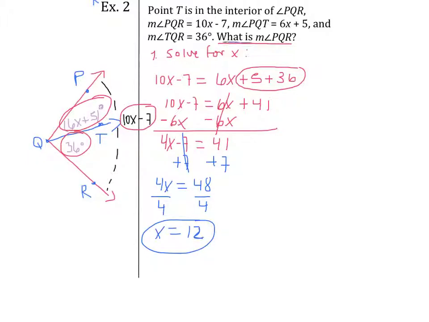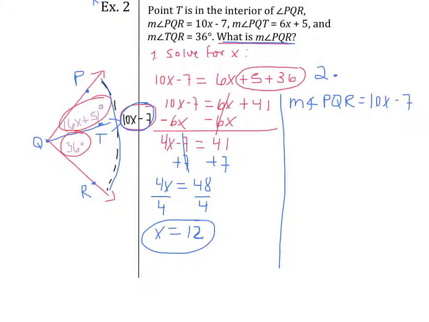Now we need to find the measure of angle PQR. So we want to know the measure of this big angle. We're going to take this expression here, because we know that's what represents the measure of angle PQR. I'm going to break this off and separate the work. The measure of angle PQR equals 10x minus 7, and I'm going to substitute. This is the second step. I should have mentioned that: the first step was solving for x, and this is the second step. Then we just substitute.